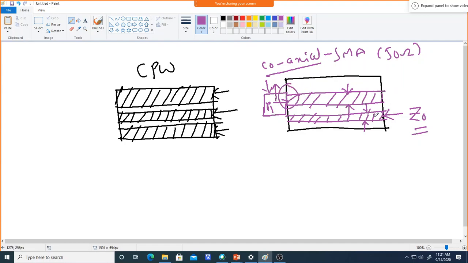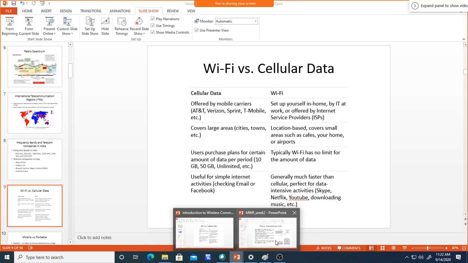That's why by using this W and T, the Z0, the impedance of the line, can be controlled. When you control the impedance of the line, we are able to transmit the signal energy from one port to the other port maximally. So that's why controlling the impedance is very important.